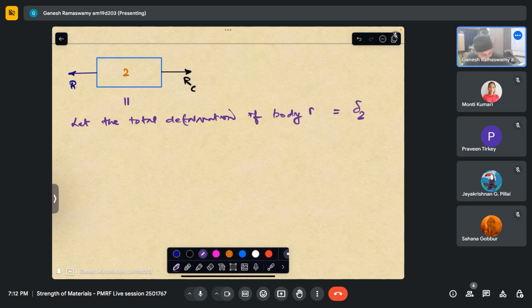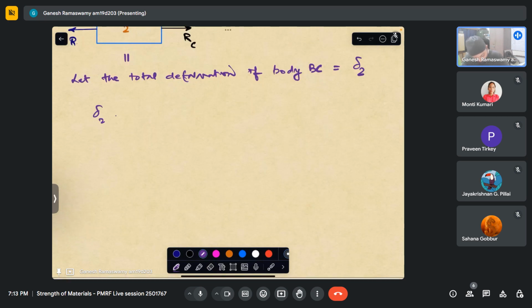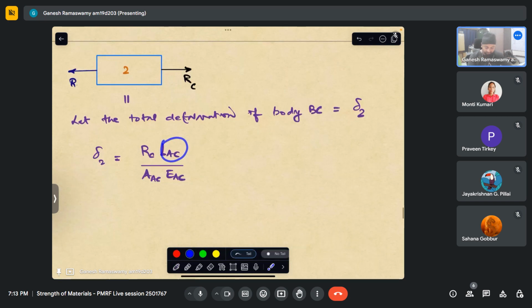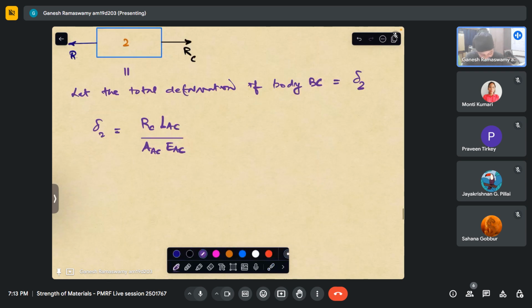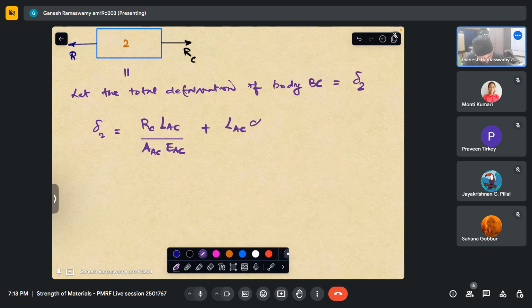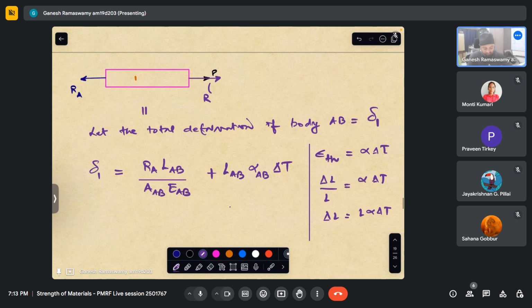So delta 2 would constitute R_C L_AC by A_AC E_AC, where L_AC is its length, this is the area, this is the Young's modulus, and this is also subject to a pull axially. So this thing will be expanding, considering this sign convention, plus L_AC alpha_AC into delta T. So we have got these two equations, how this freely expands and how this freely expands.